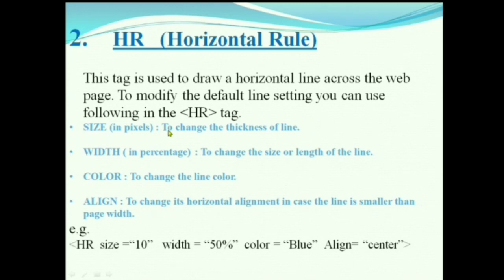First, size, in pixels, to change the thickness of the line. Then width, in percentage, to change the size or length of the line. Then color, to change the line color. Then align, to change its horizontal alignment in case the line is smaller than the page width. Suppose the line is coming just like a small line, at that time you can give the align attribute, and the line will come in the center position if you give the value center. So size, width, color, these are the attributes, and you can give all these attributes in a single sentence.